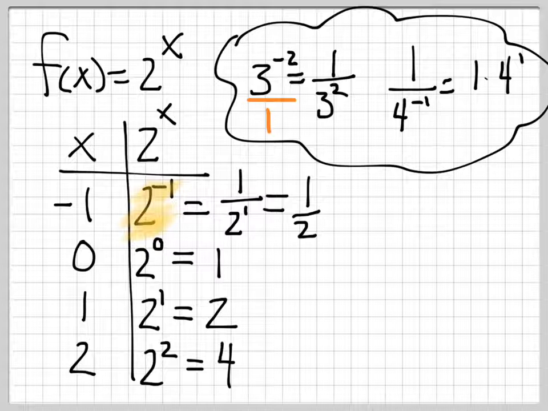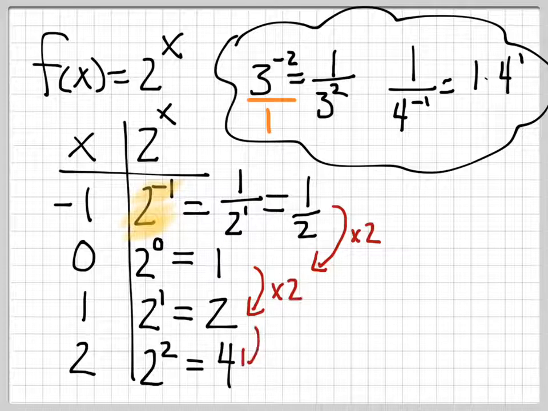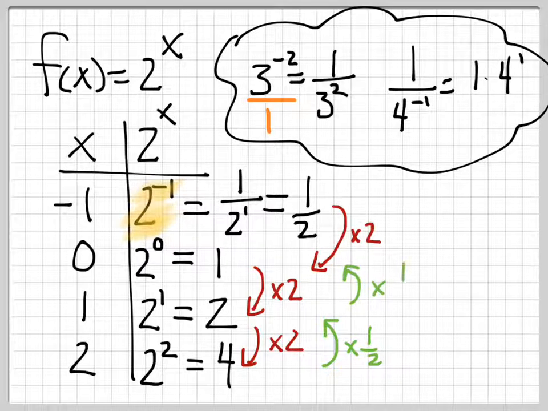So let's talk about some of the things that we can notice. Going from a half to 1 is like multiplying by 2. Going from 1 to 2 is like multiplying by 2. Going from 2 to 4 is like multiplying by 2. What about going in the other direction? Going from 4 to 2 is like multiplying by a half, and so on, multiplying by a half each time.